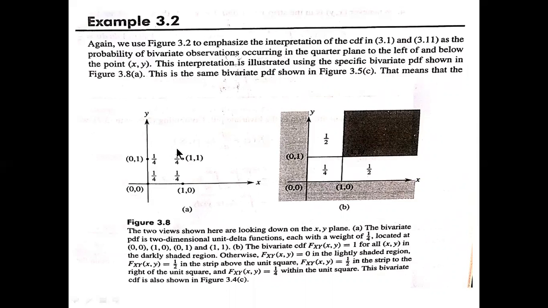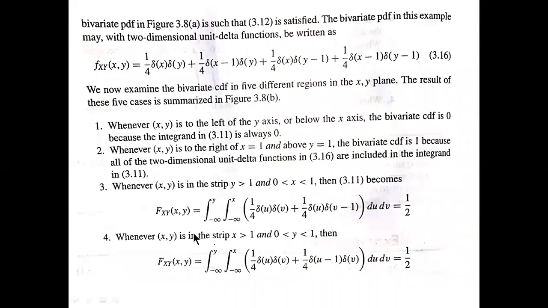Here we take 4 different points, (0, 0), (1, 0), (0, 1), (1, 1), and in all the places we take the value to be 1 by 4. Under those conditions, the bivariate PDF can be considered to satisfy 3.12, that is, the total area should be equal to 1. So the bivariate PDF here for the 2-dimensional case will be 1 by 4 dx dy.